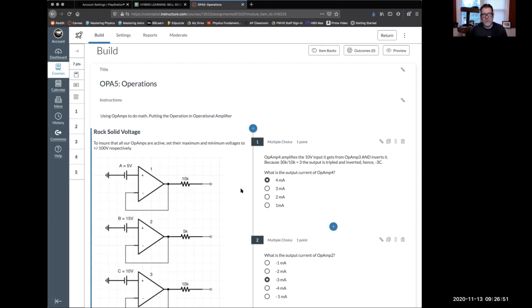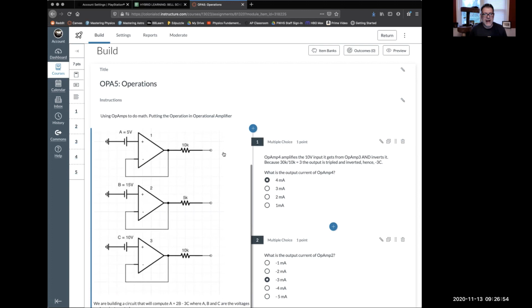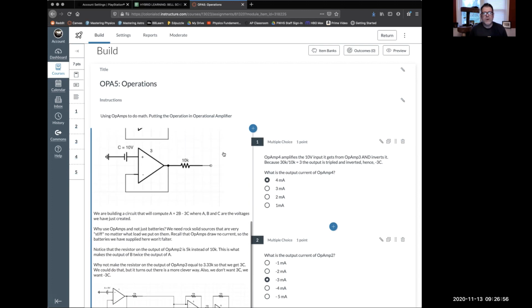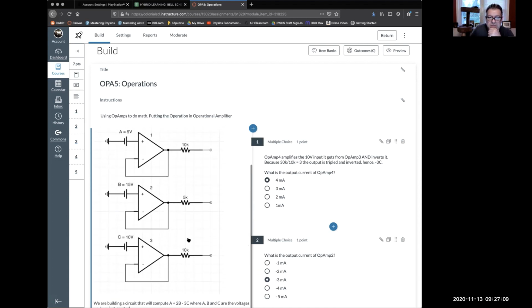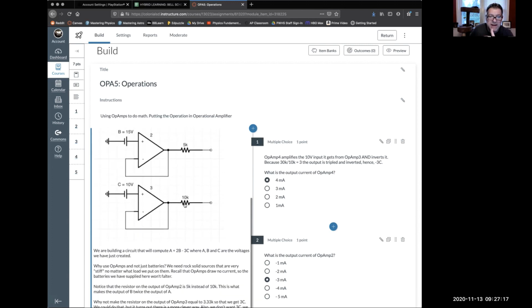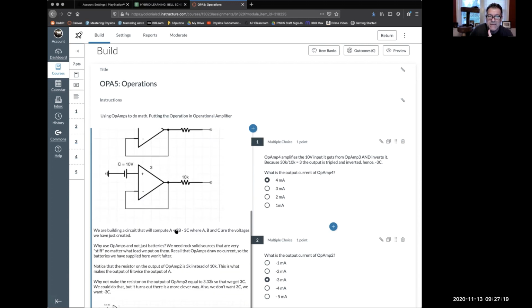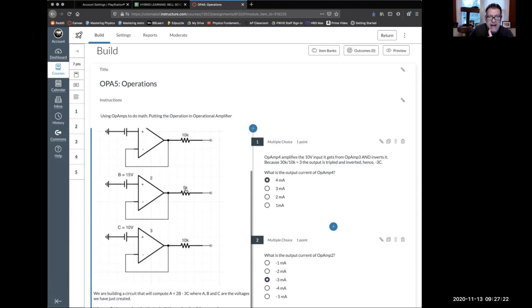And so the first thing that happens in this assignment is to create these 3. What we're trying to do is build a circuit that does A plus 2B plus 3C, where A, B, and C are voltages just created. Now notice that I have 10K resistors on A and C, but on B I have a 5K resistor. What that effectively does is give me the 2B that I'm looking for. So that's how I get my factor of 2, by reducing this resistance by half.